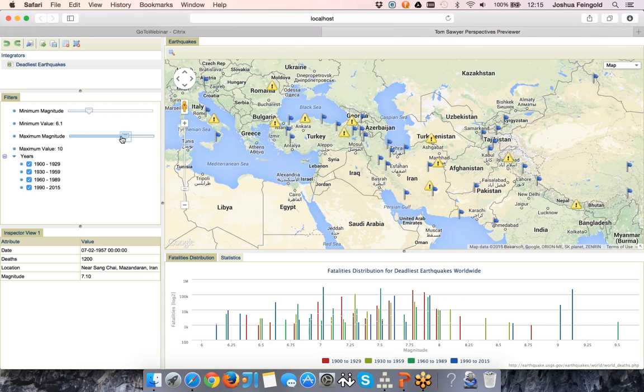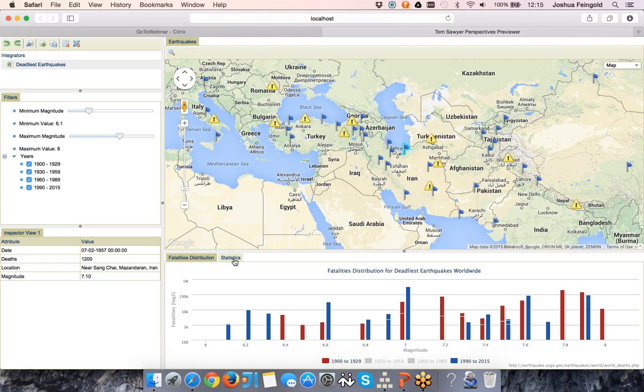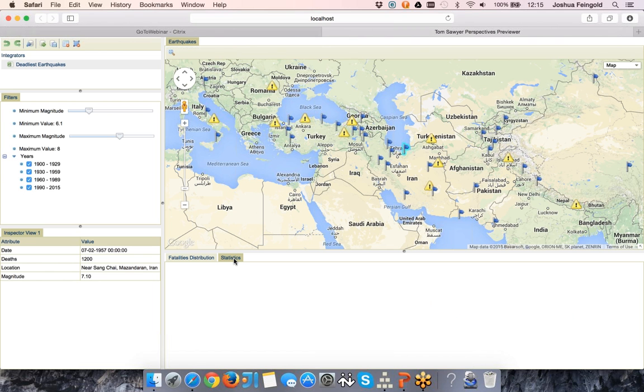Go to 6, bring it down to 8. Now we can get much more dense data based on our area of interest, and we can simplify our maps that we're looking at to get rid of the biggest earthquakes, which are really outliers, and smallest earthquakes, which don't have much impact.